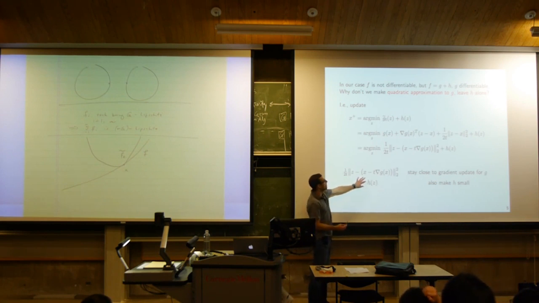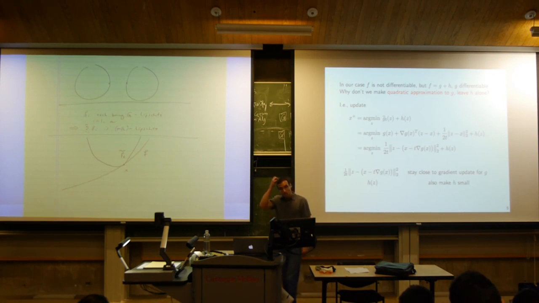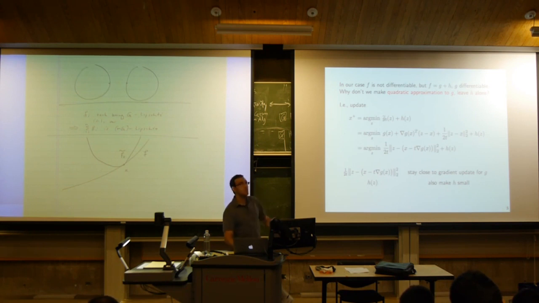So if t is very small, then we're going to be placing a lot of importance on staying close to the gradient update for g. Right? Not much importance on minimizing h. If t is very large, then it's the opposite. This actually defines for us an algorithm called proximal descent. This itself is exactly what we're going to call proximal gradient descent.